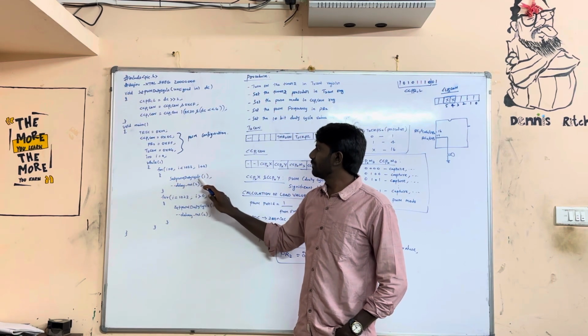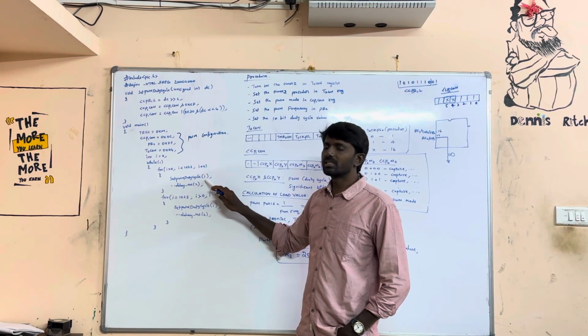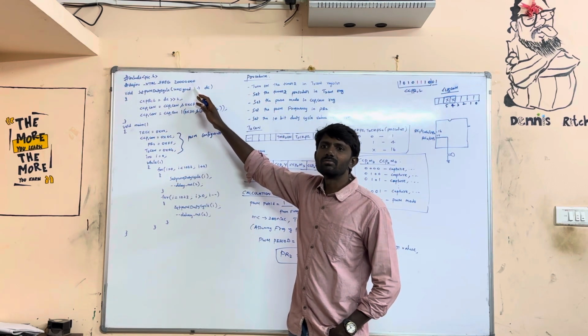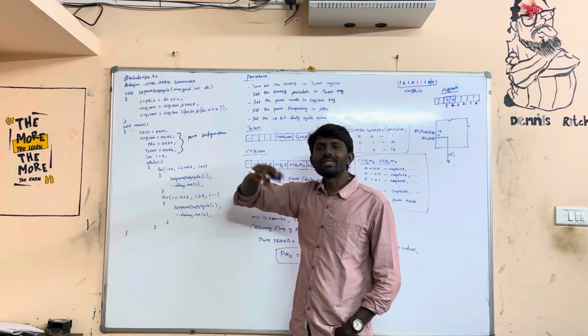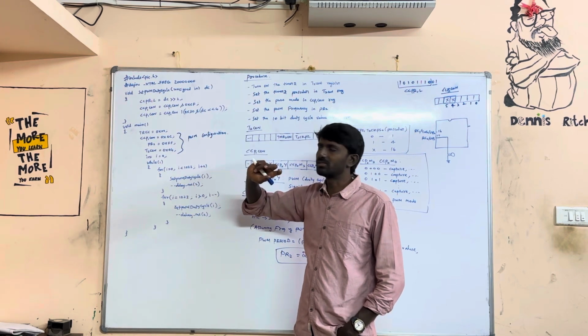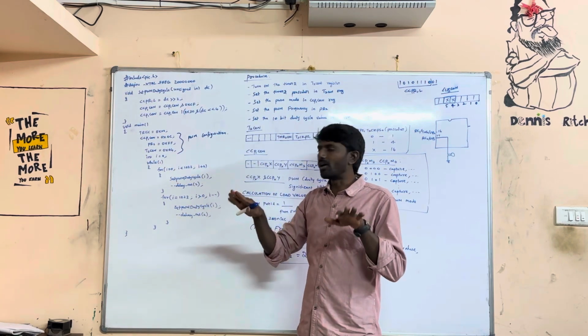So set PWM duty cycle. You are calling a function. The value of I is initially 0, so you are setting the duty cycle as 0. It means your T on time will be completely 0%, T off will be 100%. So you are setting 0. It means now the LED will be completely off.